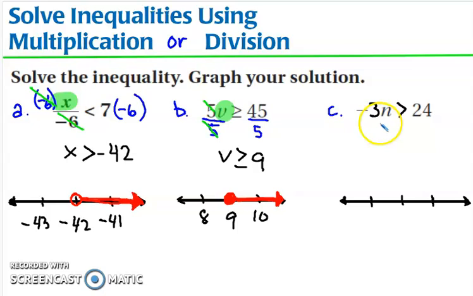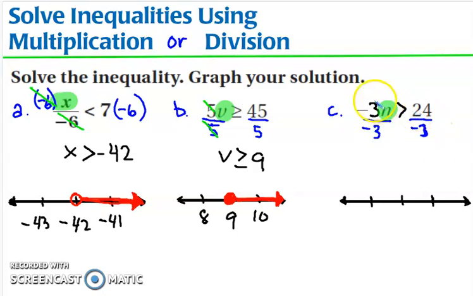C. -3n is greater than -24. The variable n is being multiplied by -3. So to undo multiplication by -3, we divide both sides by -3. And since we are dividing by a negative on both sides, that reverses the inequality.